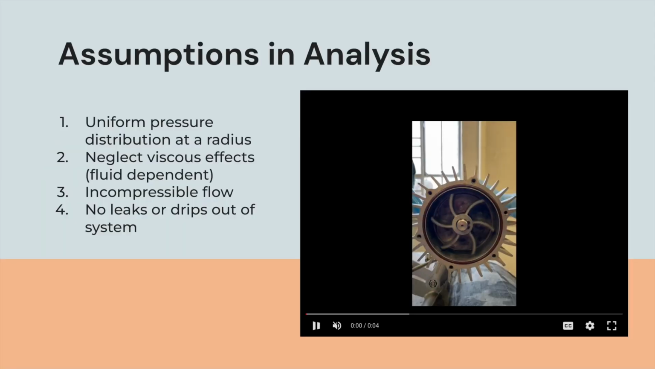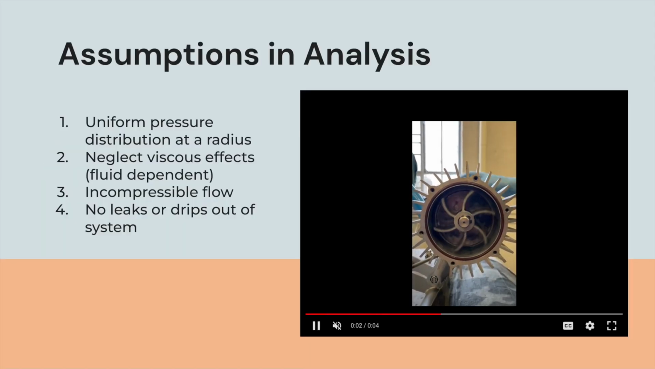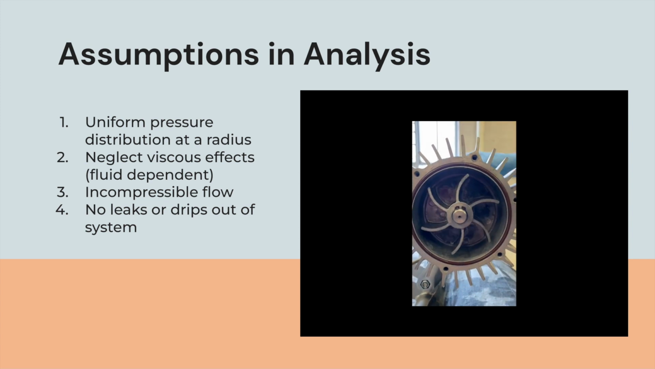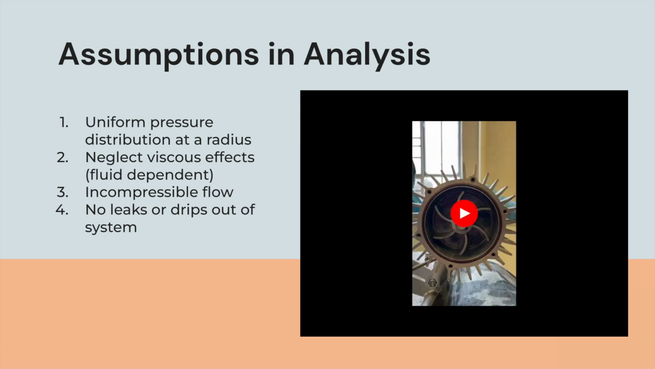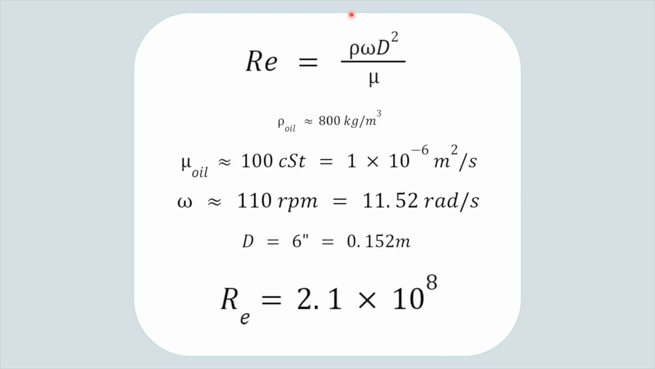The assumptions we'll be making in this analysis are that there will be a uniform pressure distribution at a radius, we'll be neglecting viscous effects, there'll be incompressible flow, and there are no leaks or drips. When we look at the Reynolds number and calculate it using a speed of approximately 110 RPM, which corresponds to approximately 9 miles per hour on the average bicycle, we can combine that with our diameter of the impeller and the density and viscosity of oil to get our final Reynolds number, which is really, really high. So this validates our assumption to ignore viscous effects, because our high Reynolds number tells us that the fluid mechanics are big enough and fast enough to be dominated by the fluid inertia.